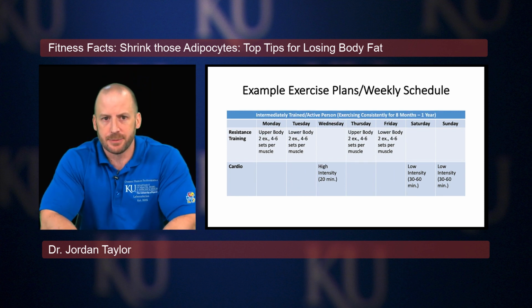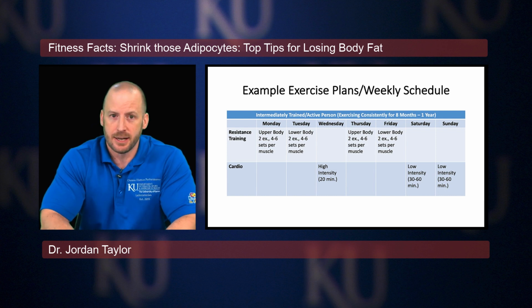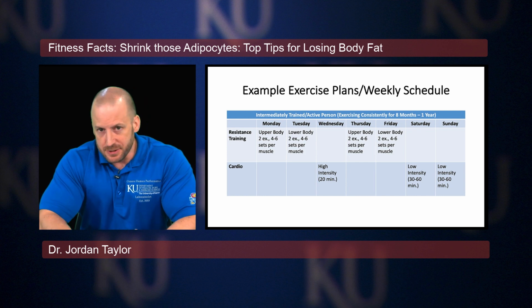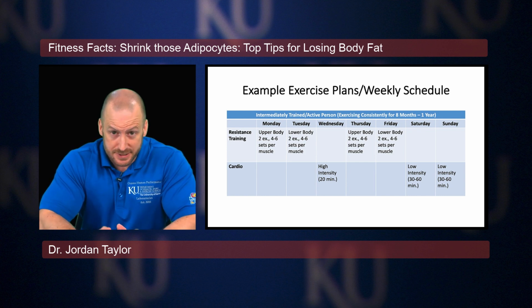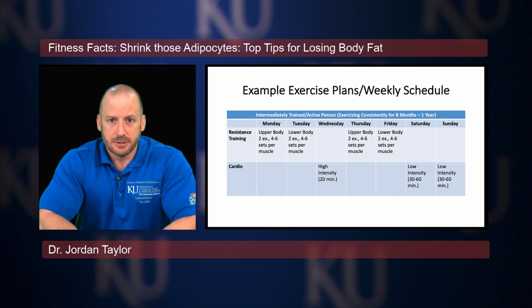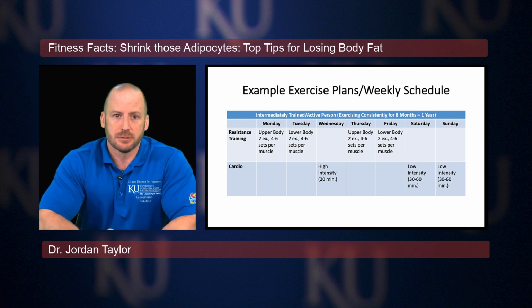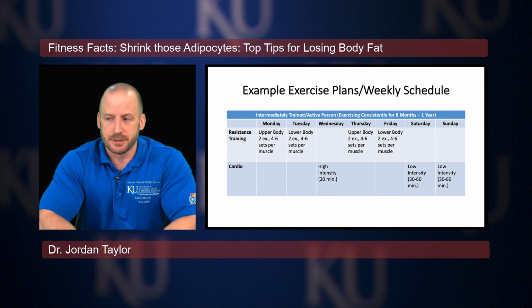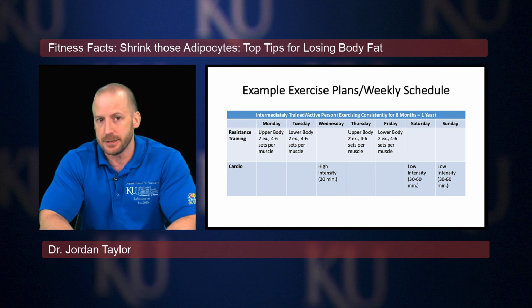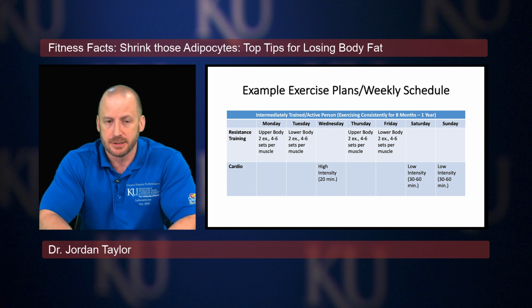All right, let's look at somebody that's intermediately trained, kind of like a moderately active person. They've been exercising consistently for, say, 8 months to a year. Well, now they've been training for a while, we can add in a few more days of resistance training, bump the frequency up a bit, and we can do what's called a split routine here. So you'll notice on Mondays and Thursdays, they're going to do upper body resistance training exercises.